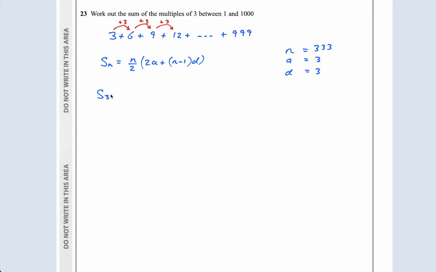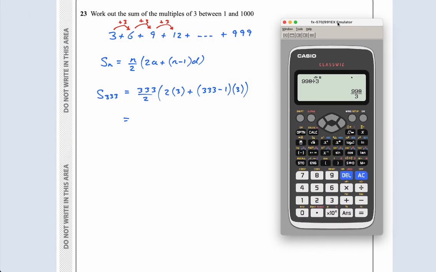So S of 333, which is the sum of the first 333 terms, is equal to n over 2 into 2a plus n, 333, minus 1, times d, which is times 3, close brackets, and then just put that into the calculator.